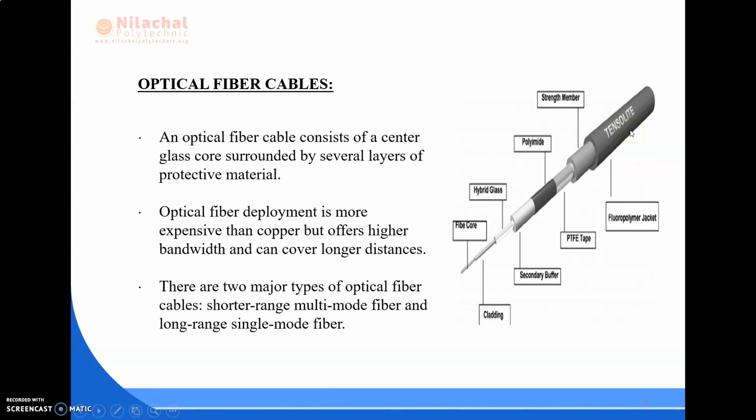The transmission medium in optical fiber cable is light, which avoids a lot of electromagnetic interference and gives us a smooth network. The main advantage of optical fiber is it can cover longer distances without any defaults.